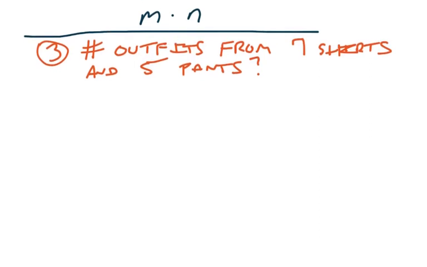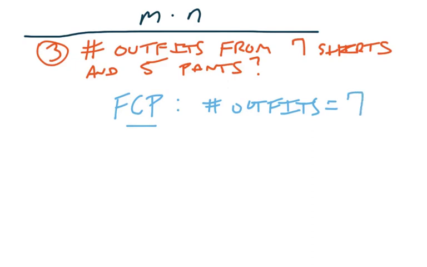All right, so the idea here, really not overcomplicating things at all. Use the fundamental counting principle, which tells us that the total number of outfits is going to be the number of ways of deciding the shirts, which is 7, times the number of ways of deciding the pants, which is 5. 7 times 5 is 35. All right, so you have 35 different outfits.